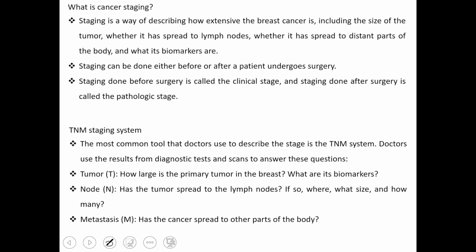Okay. So staging done before surgery is called a clinical stage. It means before operating or surgery of your breast cancer, it will be in the clinical stage, and after the surgery it will be called a pathological stage.